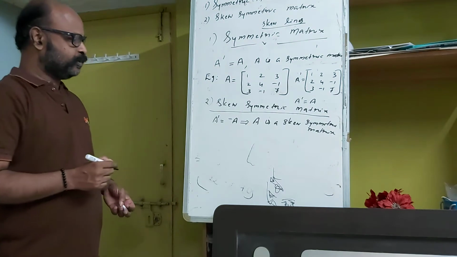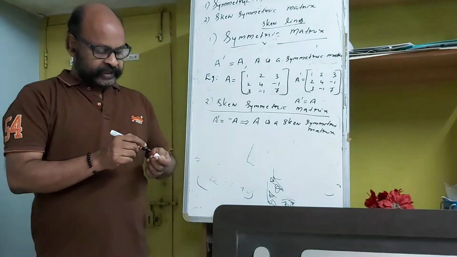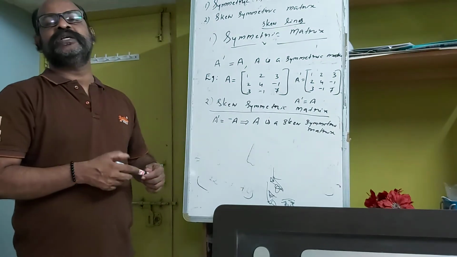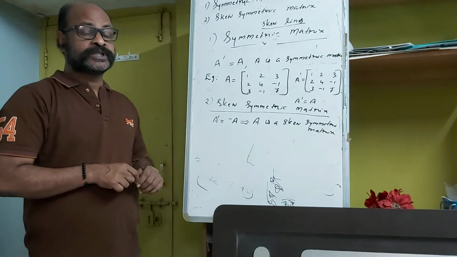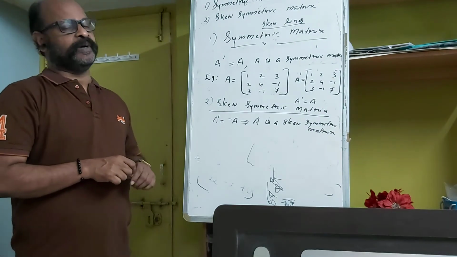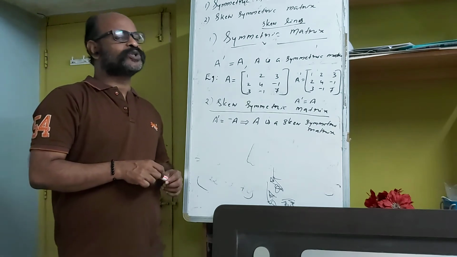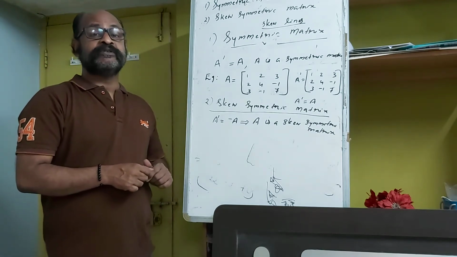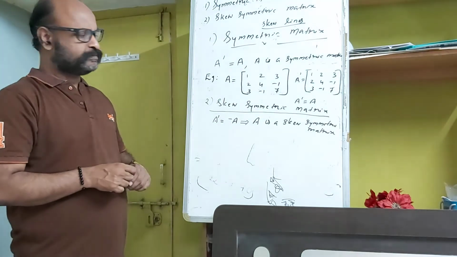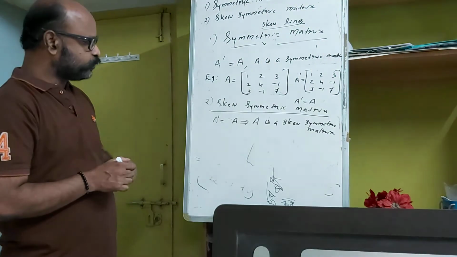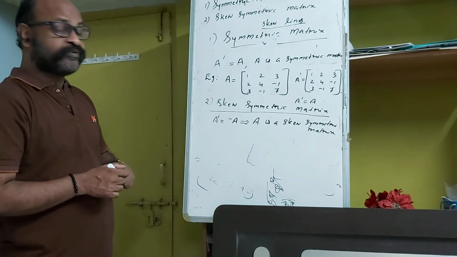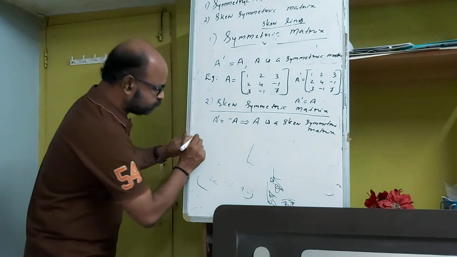Clear? Okay. So what we said? A square matrix is said to be a skew symmetric matrix if its transpose is the negative of the matrix, and negative of the matrix is also known as what? The additive inverse of the matrix. Okay, then as we said earlier, we come to which one? An example for a skew symmetric matrix.